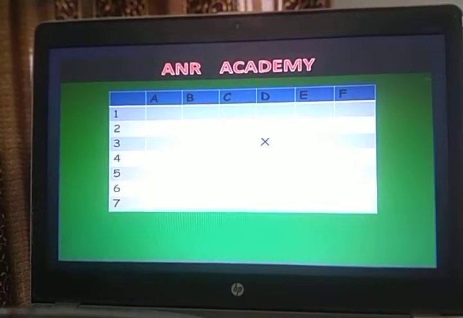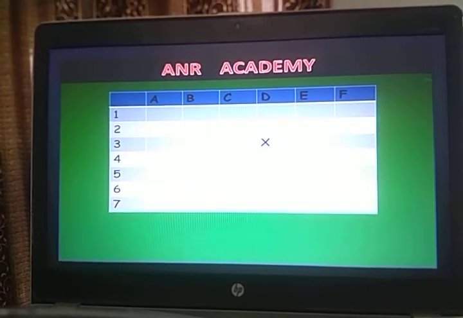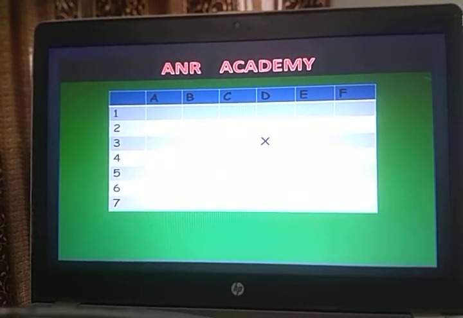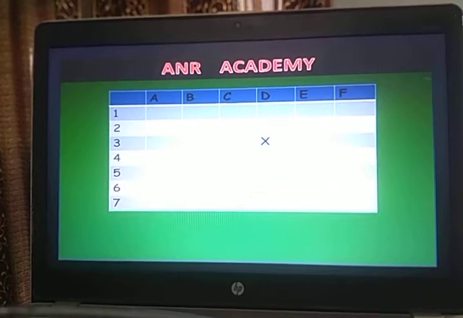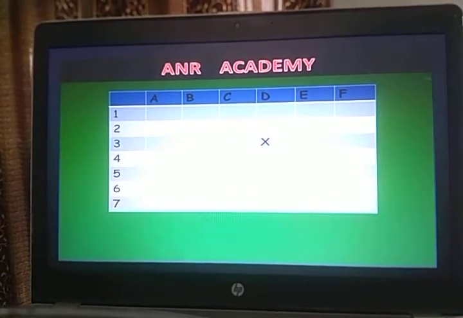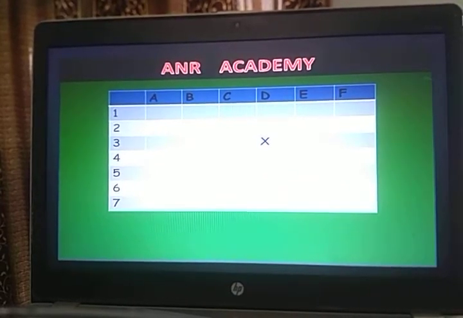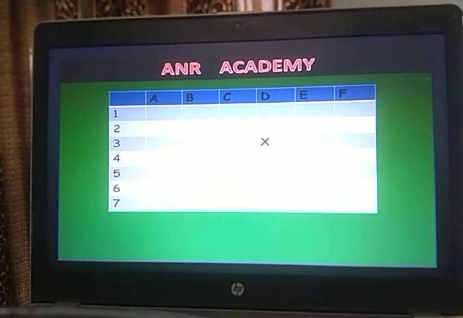So now let us take this figure. Here you have columns A, B, C, D, E, F, and you have some rows 1, 2, 3, 4, 5, 6, 7. On this plane we have a point X.